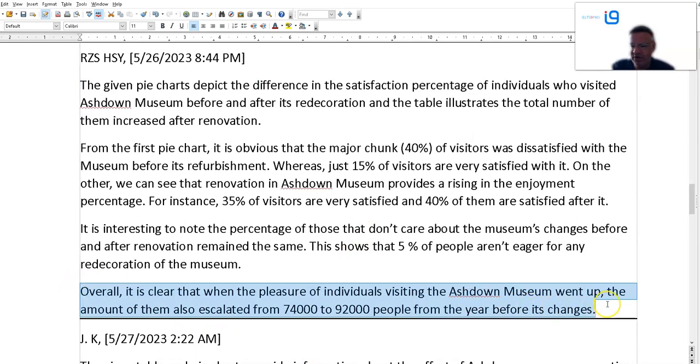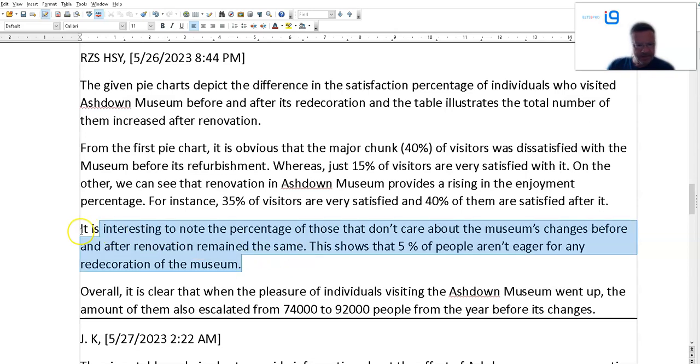Okay, so this one here, you've got an overview. How can you have an overview at the bottom? Because an overview, if you think about it, it should be over the rest of the data. Kind of why it's called an overview and not an underview, if you get my drift. When the pleasure, that's not the same as satisfaction. The amount of them also escalated. Escalated? The amount of them? Those that don't care, I'm saying nothing about any redecoration.